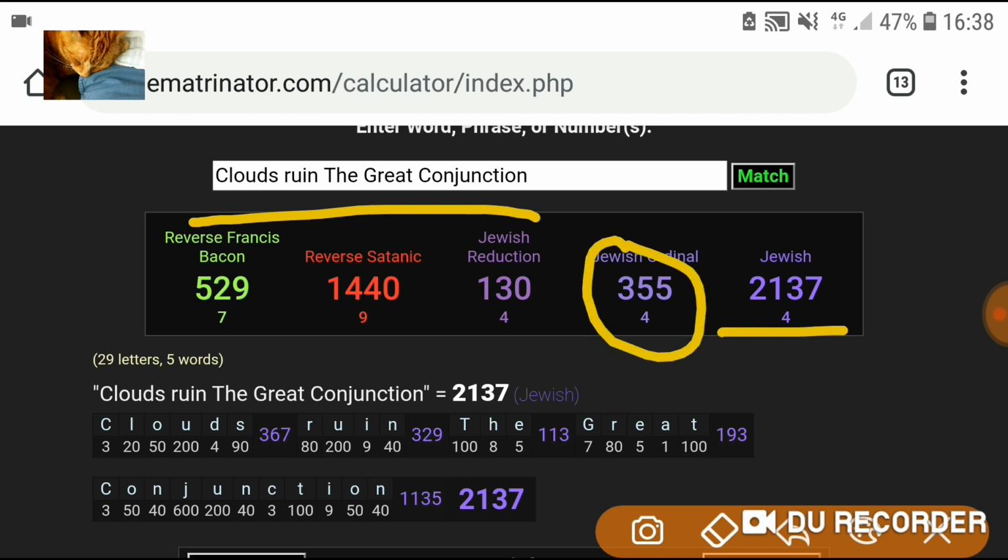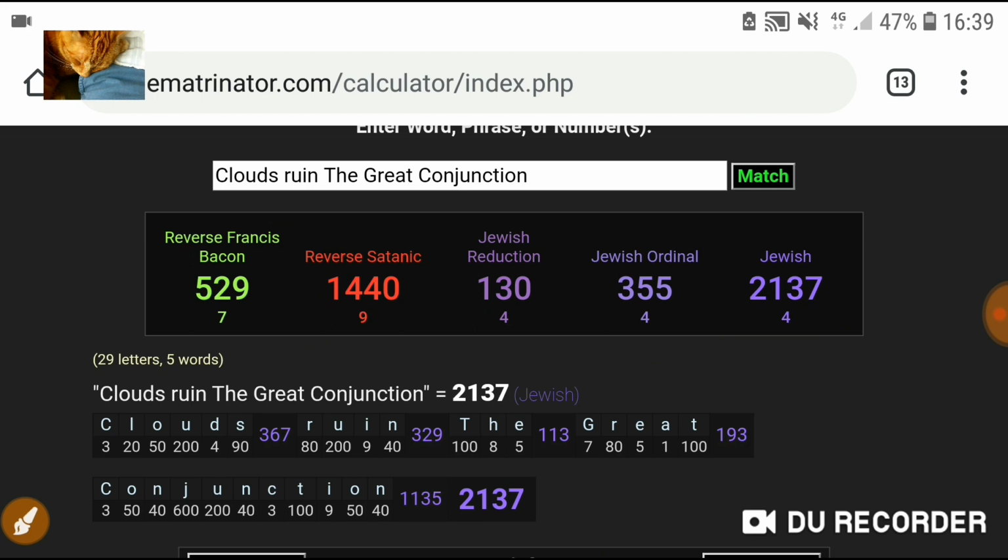355th day of the year, when it's not a leap year. 2 hours, 10 minutes, 130 minutes. 210 is 21, 21 today, 12 month, reverse. Talking of reverse, minutes per day, reverse Saturnic. And lastly then, reverse Bacon, because I've got capital letters going on.